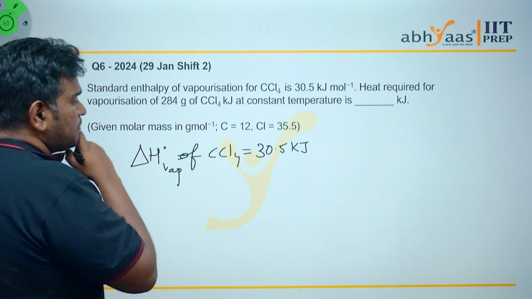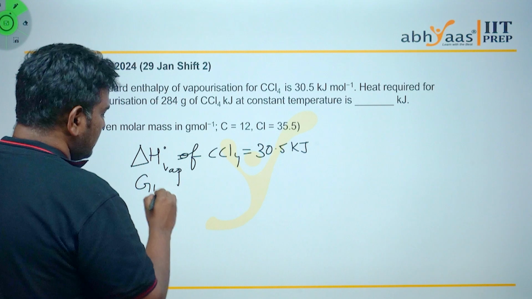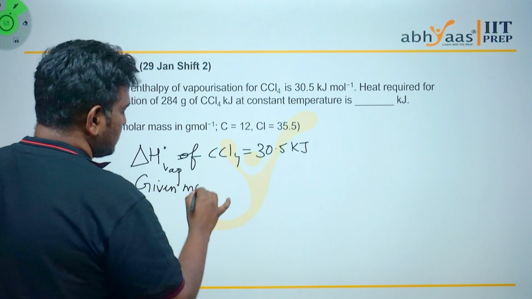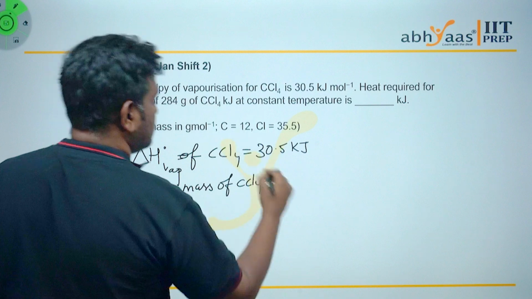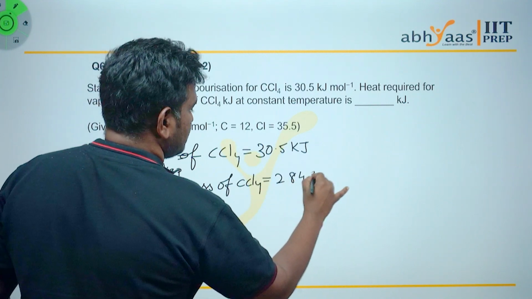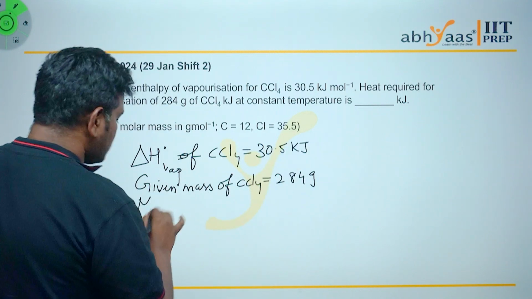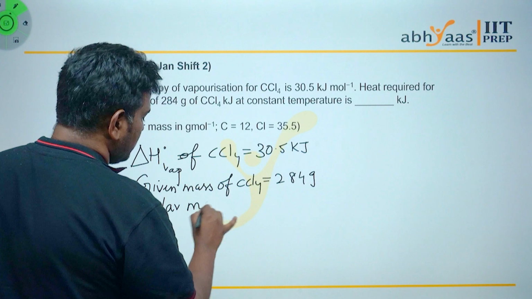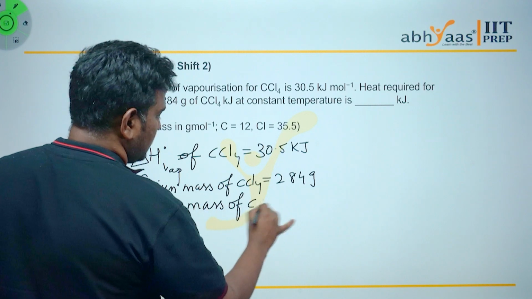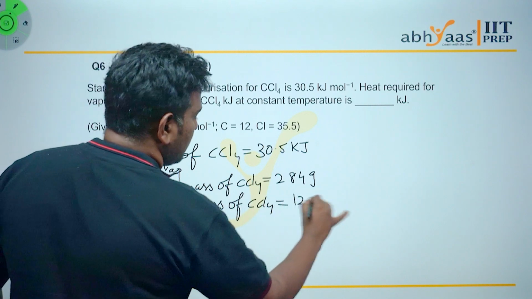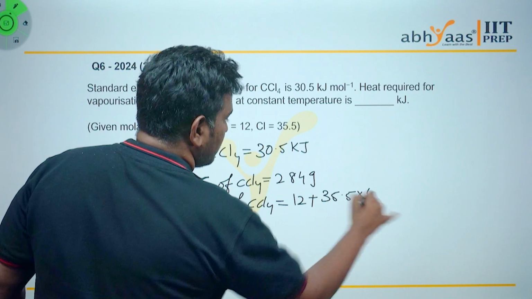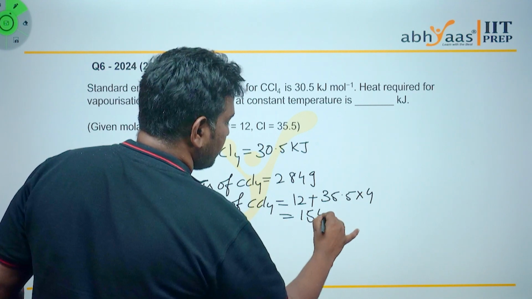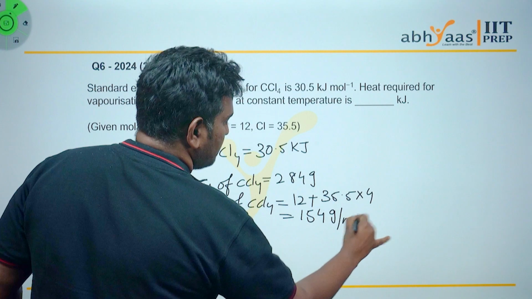Now, for that purpose, we have to write what is the given mass of CCl4. Given mass of CCl4 is 284 grams. And molar mass of CCl4. I hope you know how to find out the molar mass, right? So here carbon 12 plus chlorine 35.5 into 4. When you do this, you will be getting 154 gram per mole.